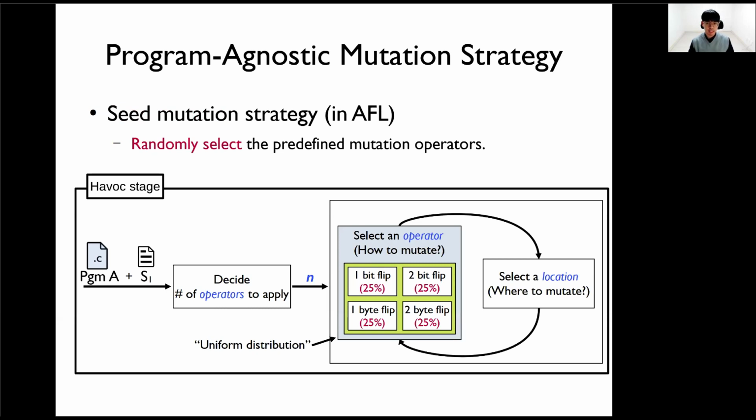More specifically, in general, this program-agnostic mutation strategy refers to the strategy that determines how to mutate the seed at the havoc stage rather than the deterministic stages. And in AFL, the uniform distribution of selecting mutation operators such as 1-bit flip or 2-byte flip corresponds to the program-agnostic strategy. So this uniform distribution conforms to the program-agnostic strategy.